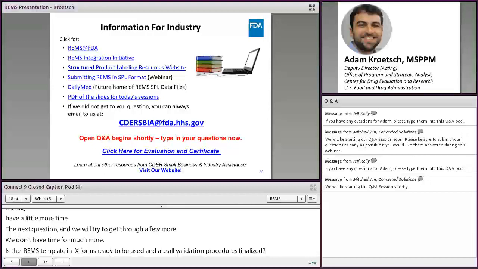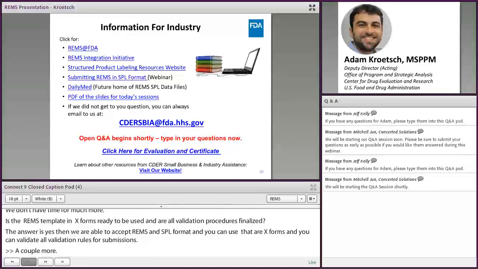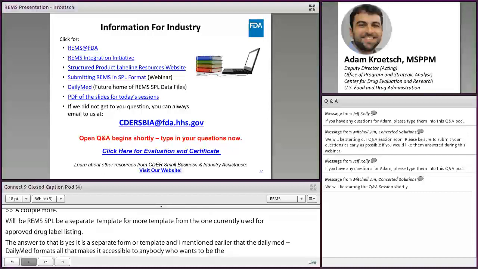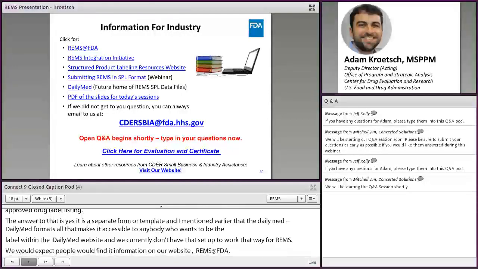Okay, a couple more questions. Will the REMS SPL be a separate template or form from the one currently used for approved drug label listing on DailyMed? So the answer to that is yes, it will be. It is a separate form or template. I mentioned earlier that DailyMed formats all the labeling information and makes that accessible to anybody who wants to view the label within the DailyMed website. We currently don't have that set up to work that way for REMS. We expect people would find REMS information on our website, REMS@FDA. DailyMed for that is only providing the REMS information as a downloadable SPL file, and that's a separate file from the files that labeling is contained in.